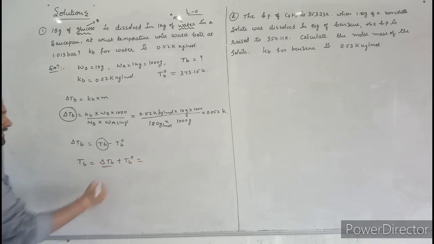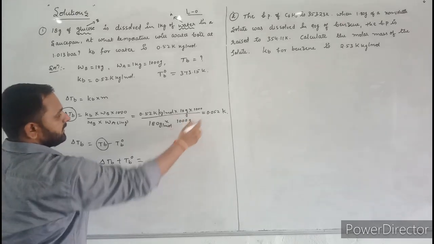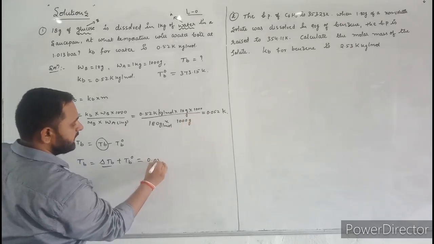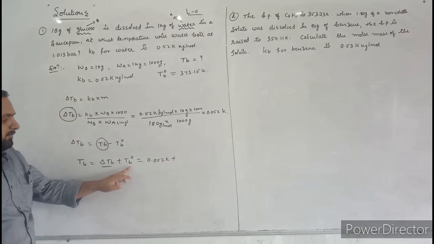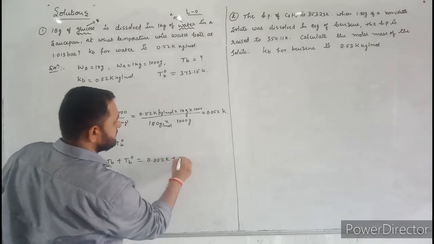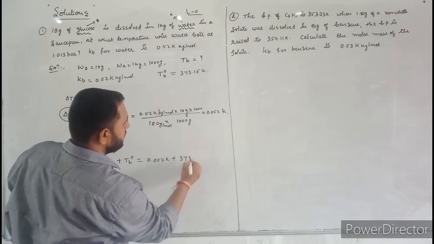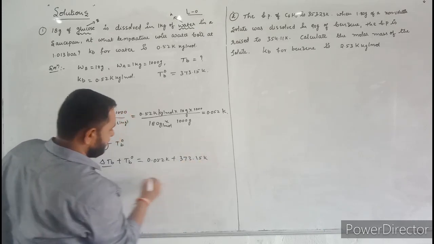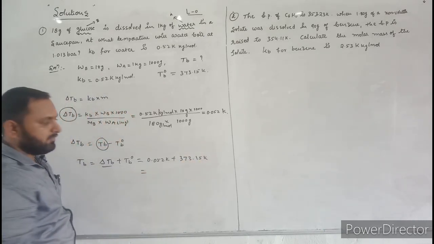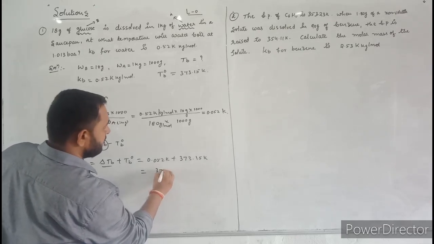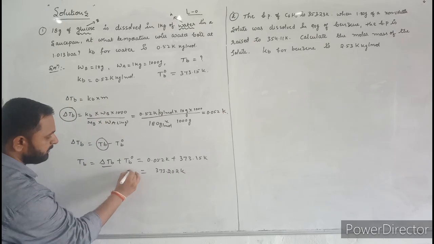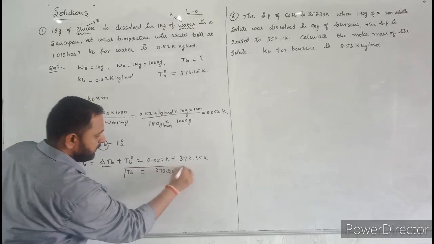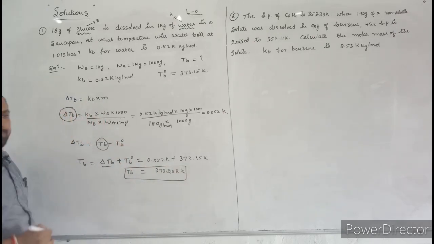Here, what is the delta TB value? It is calculated now, 0.052 Kelvin, plus what is the TB naught value? TB naught value is 373.15 Kelvin. If you add these two, then you will get 373.202 Kelvin. This is the TB value, that means the boiling point of water in the solution. Okay. Next, let us solve the second question here.